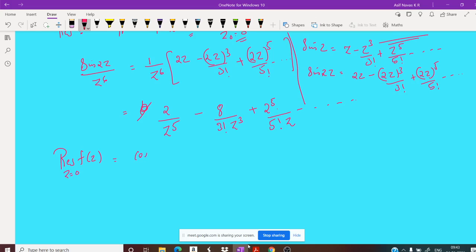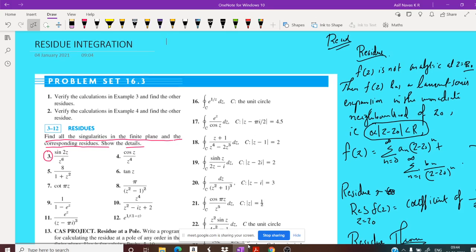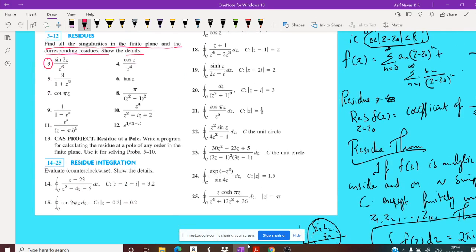By definition, it is the coefficient of 1 by z. So what is the coefficient of 1 by z? Tell me. 2 raised to 5 by 5 factorial. So for finding the residue of this problem, we cannot use that formula, but rather we will use the Laurent series and find the coefficient of 1 by z.